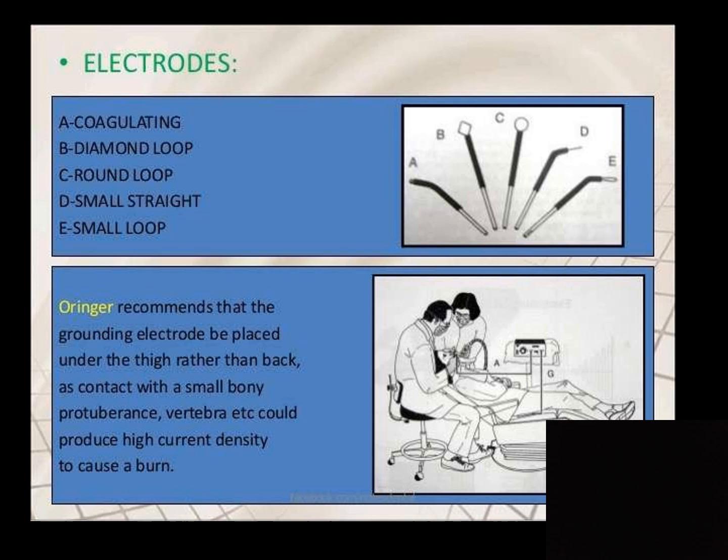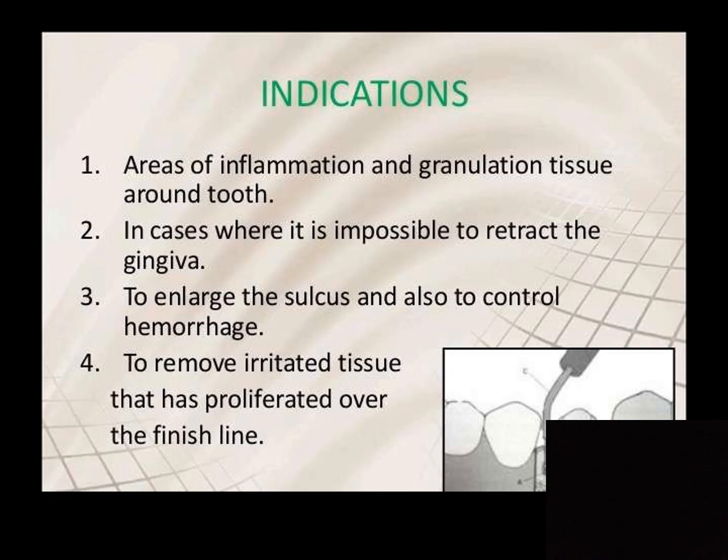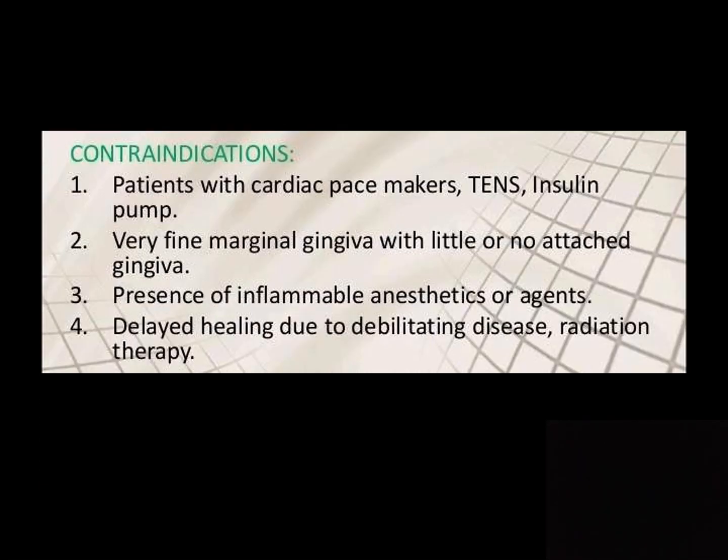Oringer recommended that the grounding electrode should be placed under the thigh rather than at the back, as contact with small bony protrusions, vertebra, etc. could produce a high current density and cause a burn. Indications for electrosurgery are areas of inflammation, granulation tissue, where it is impossible to retract the gingiva, to enlarge the sulcus, to control hemorrhage, and to remove irritated tissue. Contraindications are patients with cardiac pacemakers, TENS (transcutaneous electrical nerve stimulation) therapy, insulin pump, very fine marginal gingiva with or without attached gingiva, presence of inflammable anesthetics or agents, delayed healing due to debilitating diseases, and radiation therapy.